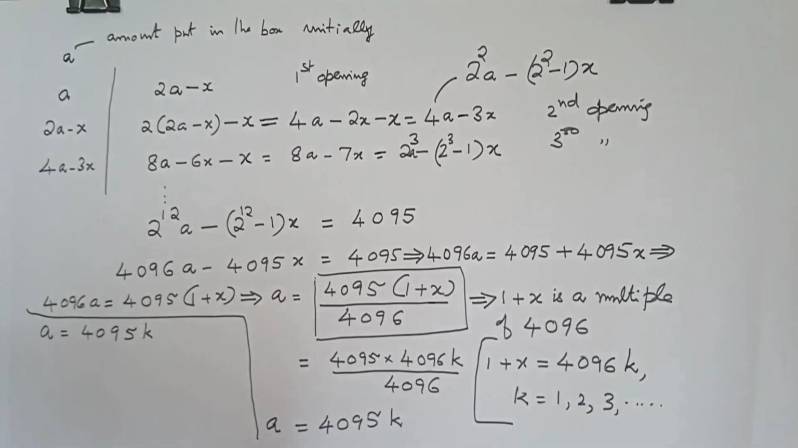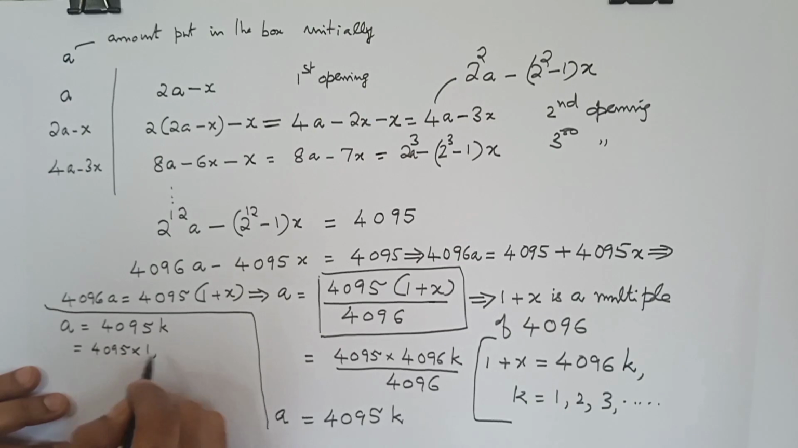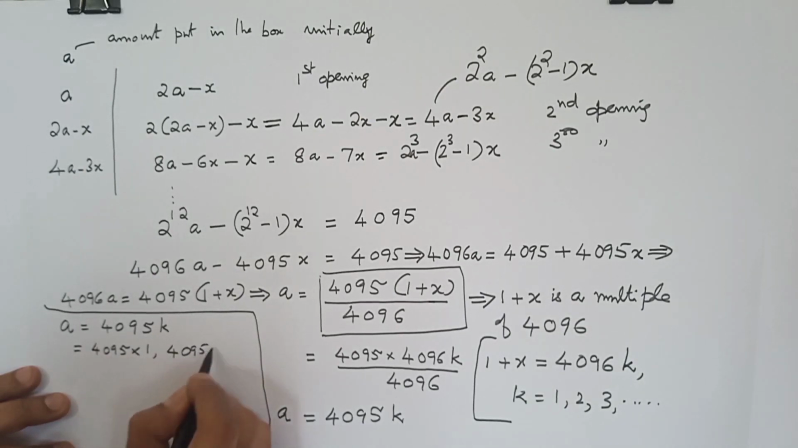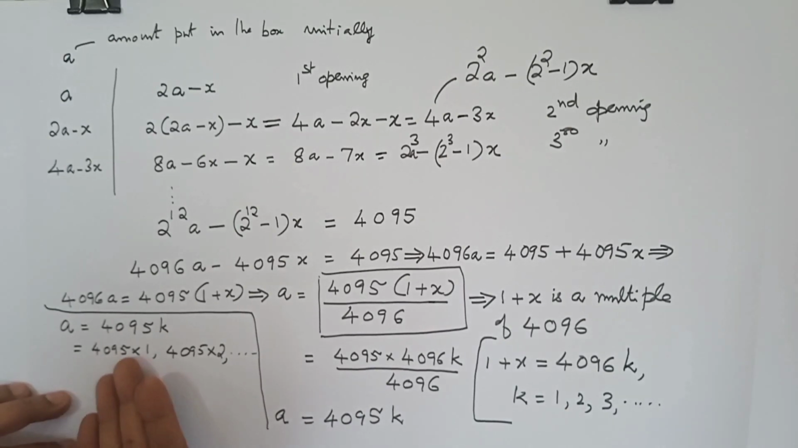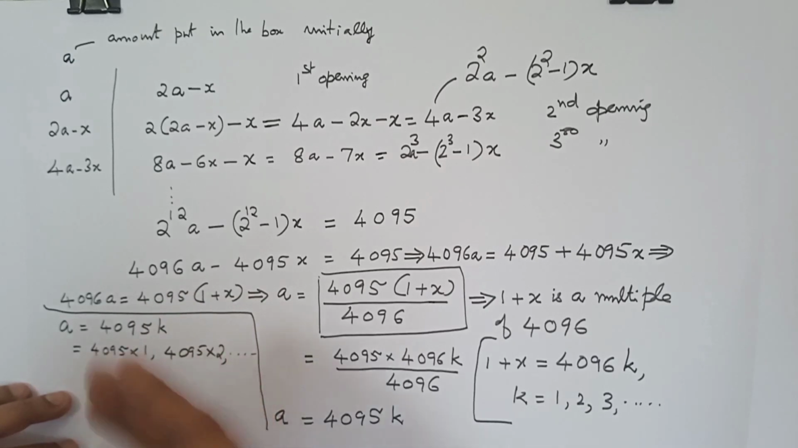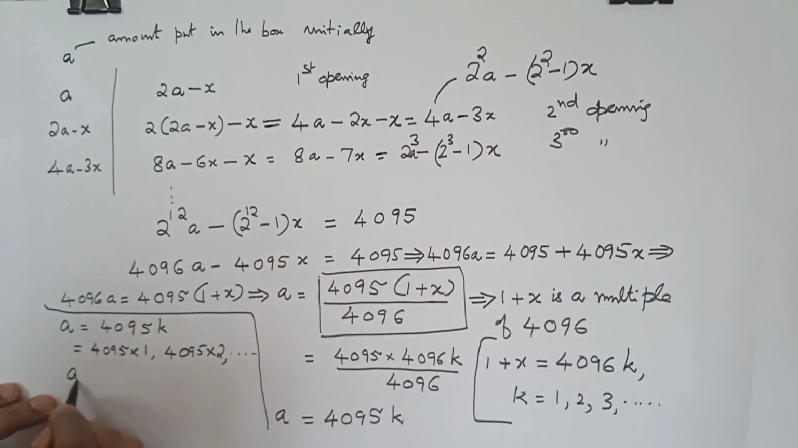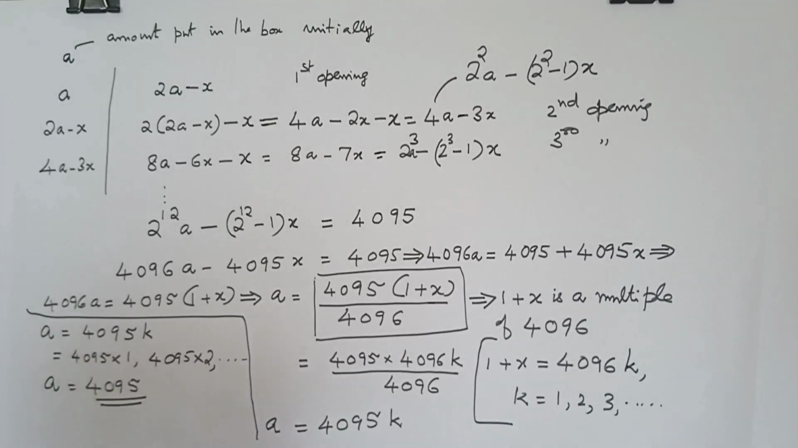How do you find out the least of all this? See, theoretically speaking, this means 4095 into 1, 4095 into 2. It goes on like that. Obviously, this is the least amount. For all other values you substitute in place of k, you get bigger ones. So A is equal to 4095. So this is the least amount the magician had put initially in the box.